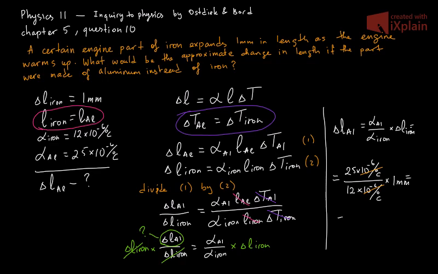So if you punch this into a calculator, you will get 2.808 millimeters. So our answer is that if that was aluminum instead of iron, the exact same temperature change will increase the length of the part about double, 2 times more than if it were iron.